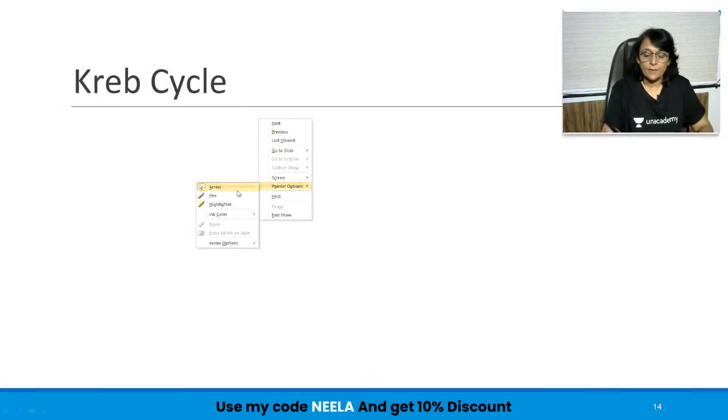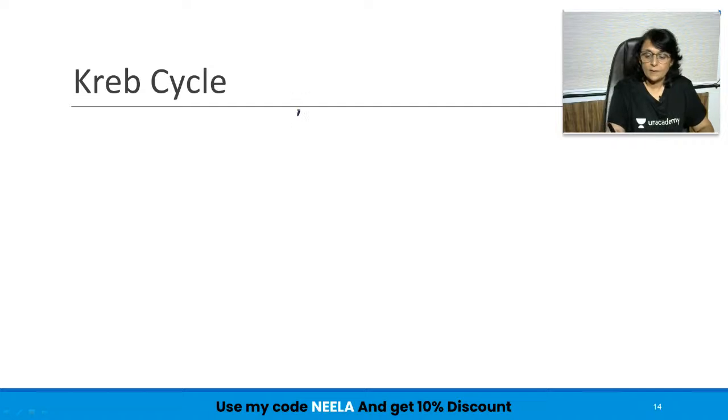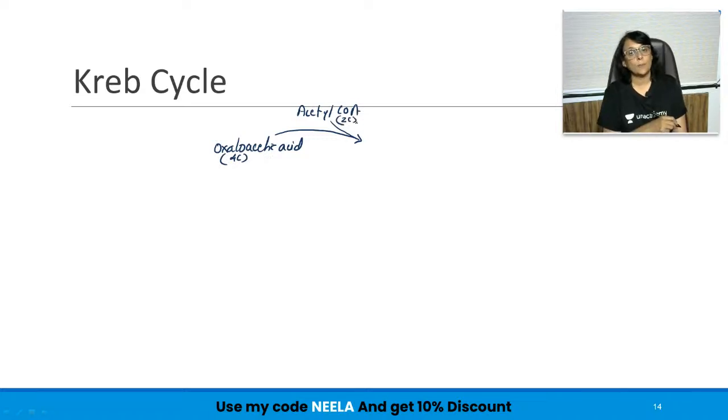Okay, it starts with acetyl coenzyme A accepted by oxaloacetic acid. Oxaloacetic acid is a 4-carbon compound and acetyl coenzyme A is a 2-carbon compound. And the first compound that we get is citric acid, or it is also written as citrate.